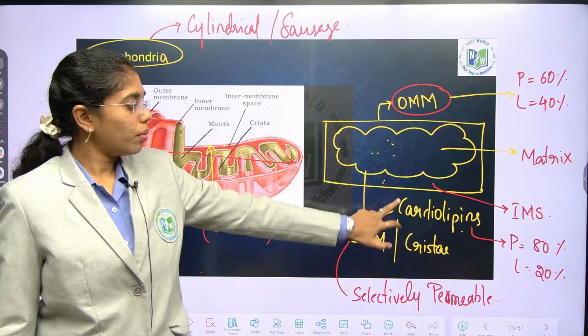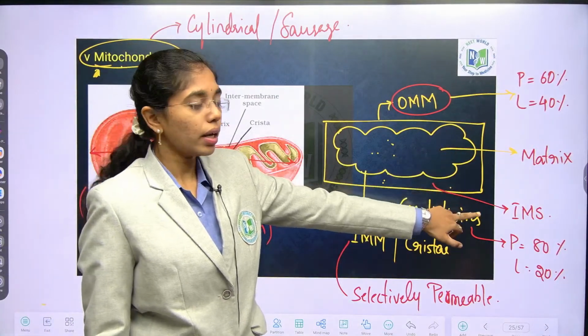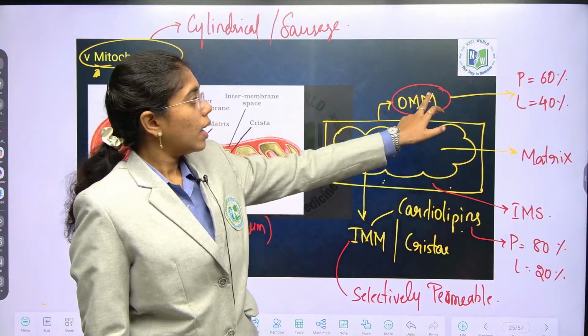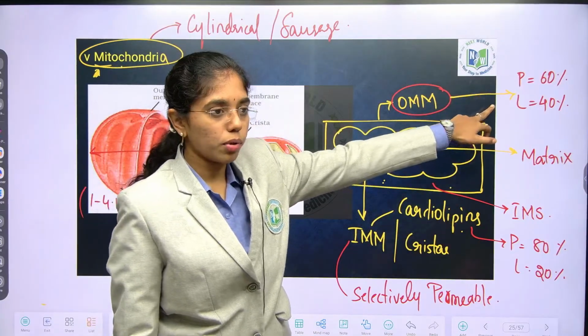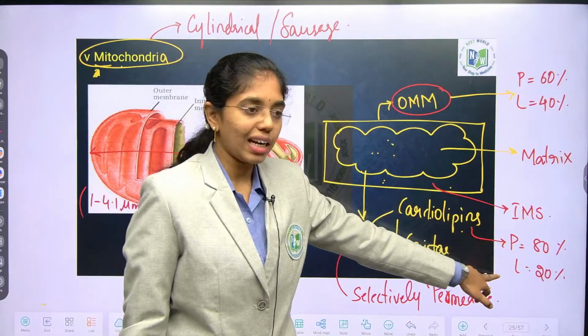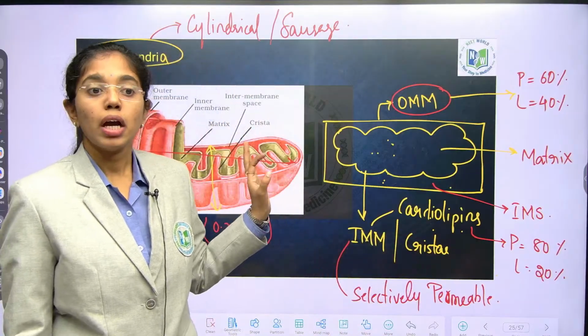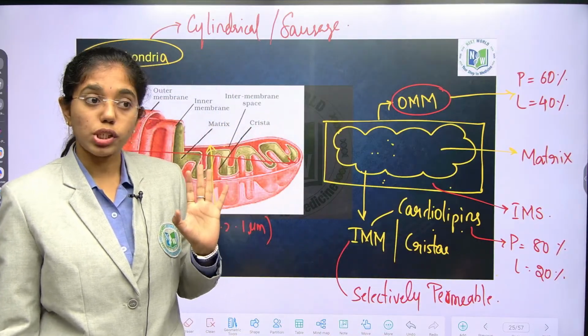Inner mitochondrial membrane or cristae divides the mitochondrion into two compartments: inner matrix, outer intermembrane space. Here, protein and lipid composition of the inner mitochondrial membrane, and what are the different types of lipids that are present. That's it. Now we look into the components, which are very important.